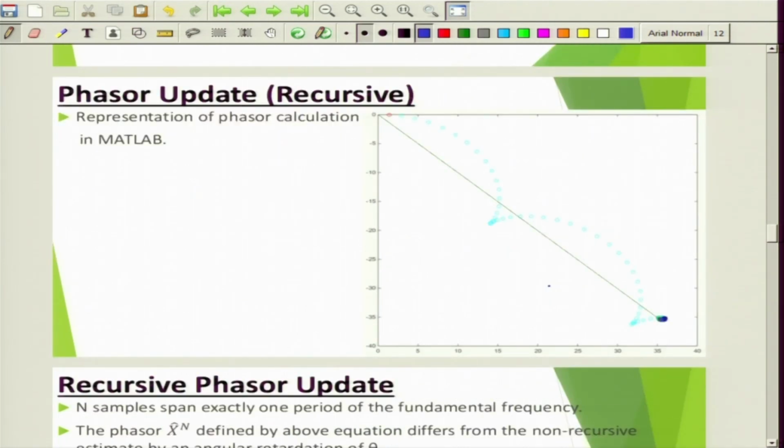We again plotted this recursive-based phasor update. It looks like this. Unlike non-recursive, this is not a rotating phasor. This is a magnitude response, this is the magnitude, and this is the phasor.